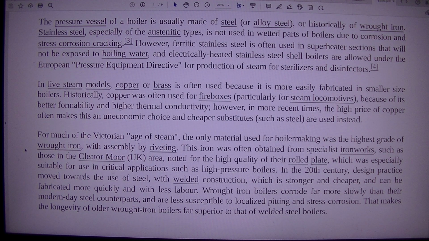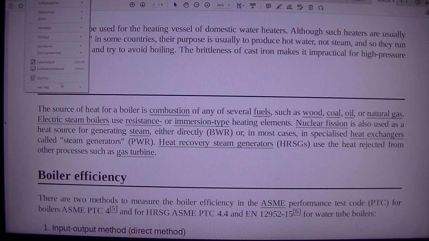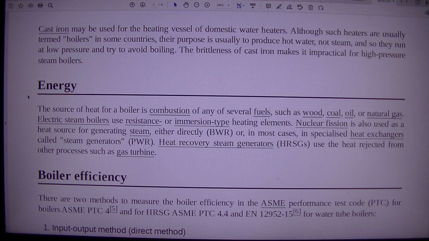Wrought iron boilers corrode far more slowly than their modern-day steel counterparts, and are less susceptible to localized pitting and stress corrosion. That makes longevity of older wrought iron boilers far superior to that of welded steel boilers. Cast iron may be used for the heating vessel of domestic water heaters. Although such heaters are usually termed boilers in some countries, their purpose is usually to produce hot water, not steam, and so they run at low pressure and try to avoid boiling. The brittleness of cast iron makes it impractical for high-pressure steam boilers.